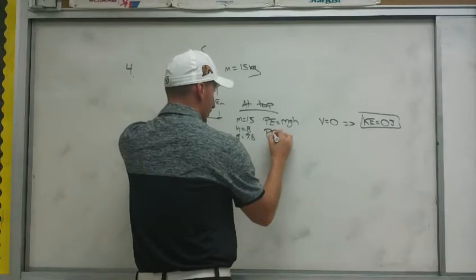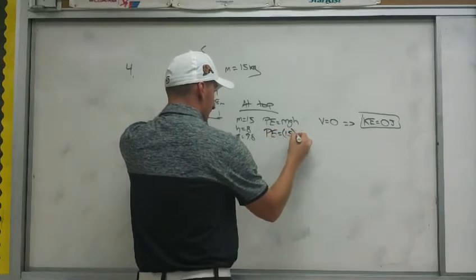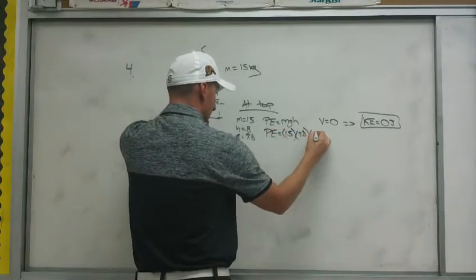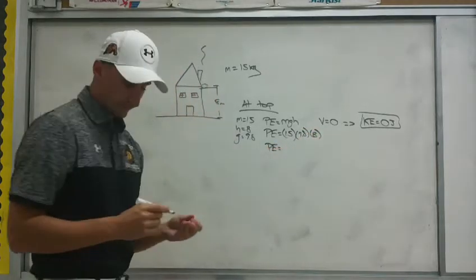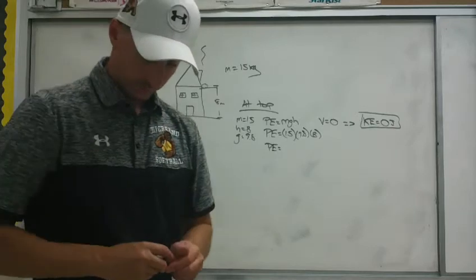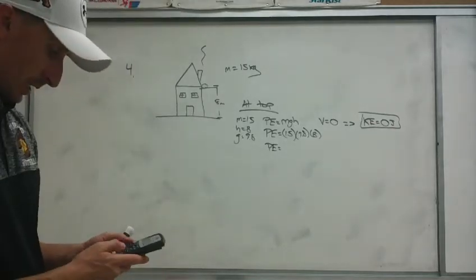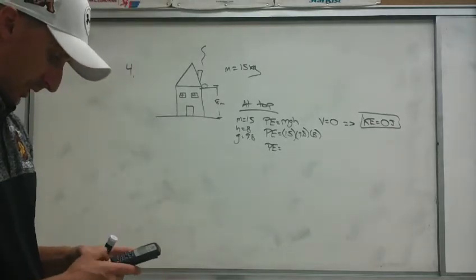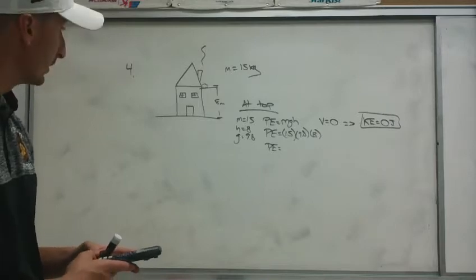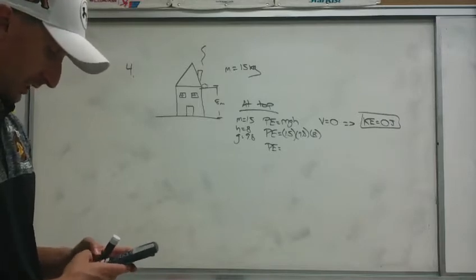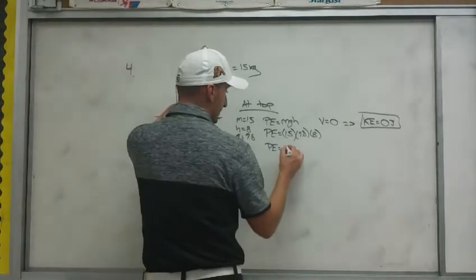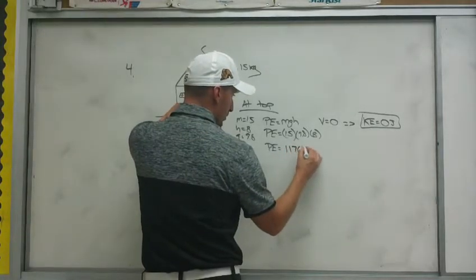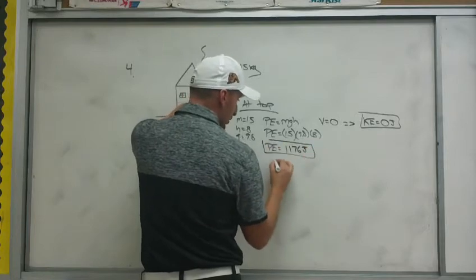Potential energy equals mass 15 times 9.8 times 8. PE equals 8 times 9.8 times 15 equals 1176 joules. 1176 joules.